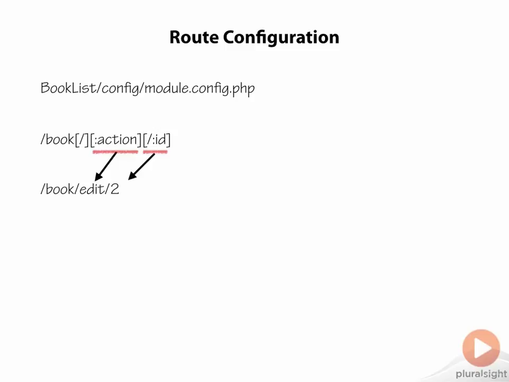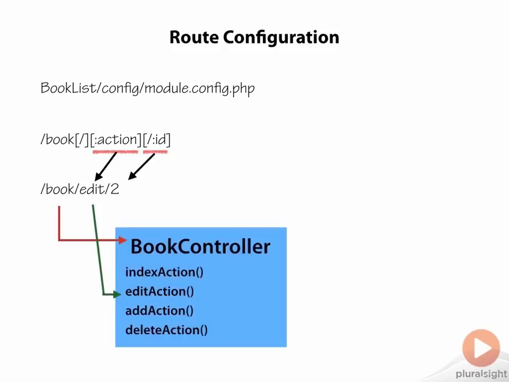This URL would match the segment route set up with the edit being the action segment and the number 2 being the ID segment. The book portion of the URL maps to the book controller, and the edit segment portion maps to the edit action method in that book controller.